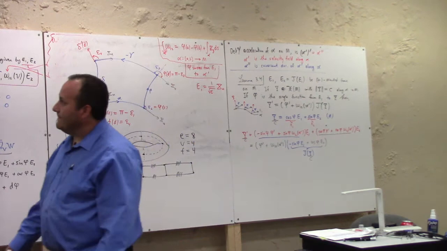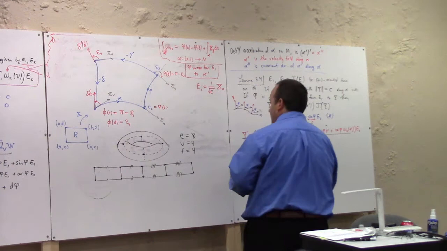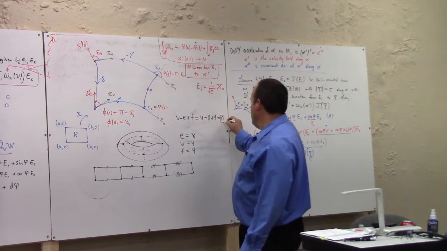No. Why are you doing that? Why am I doing that? Yeah, that's a good question. I'm supposed to do V minus E plus F, right? Yes. So that's 4 minus 8 plus 4, 0. Woohoo! Euler characteristic of torus.